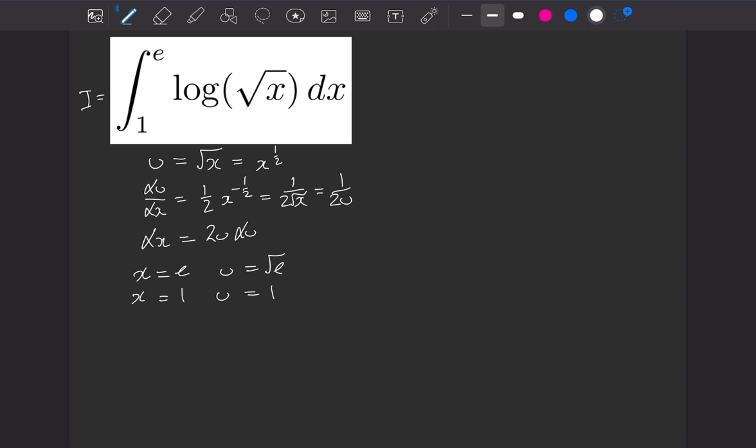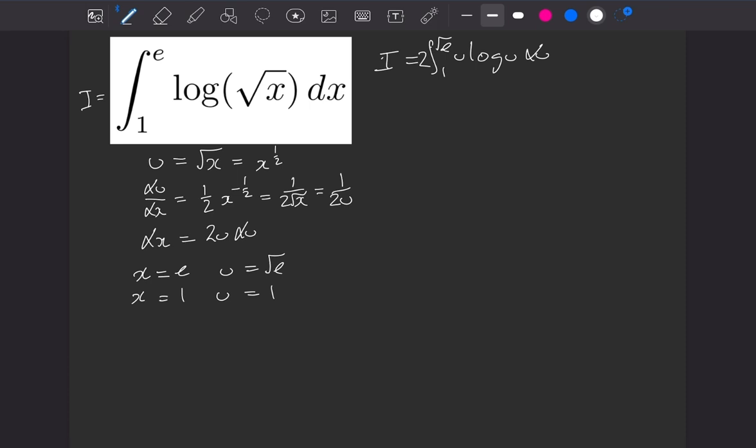So we can stick this all together inside the integral. We're going to have the integral from 1 to the square root of e of log of root x, so log of u, multiplied by 2u du. So we'll stick the u out there, stick the 2 out the front, and the du on the end. For this bit then, we'll do by parts.